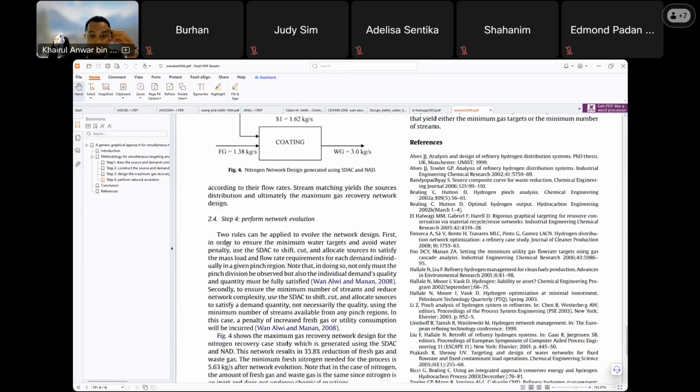Okay. Two rules can be applied to evolve the network design. First, in order to ensure the minimum water rate and avoid water penalty, use the SDAC, source demand allocation curve, to shift, cut, and allocate resources to satisfy the best load and flow rate requirement for each demand individually in a given region.